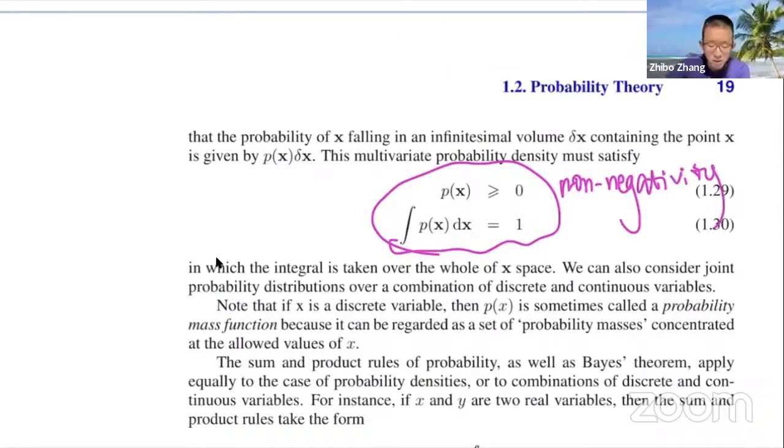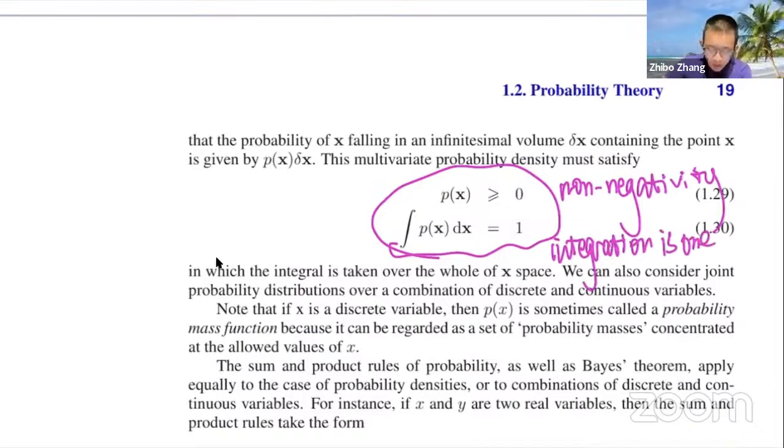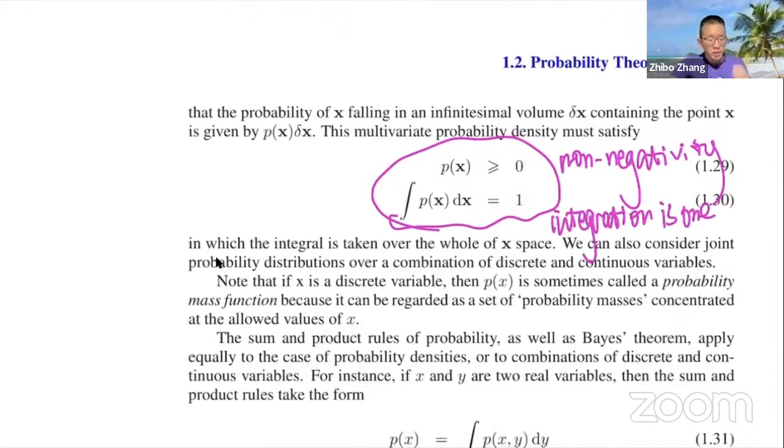And the second is that the integration is 1, in which the integral is taken over the whole of X space. We can also consider probability distributions over a combination of discrete and continuous variables.